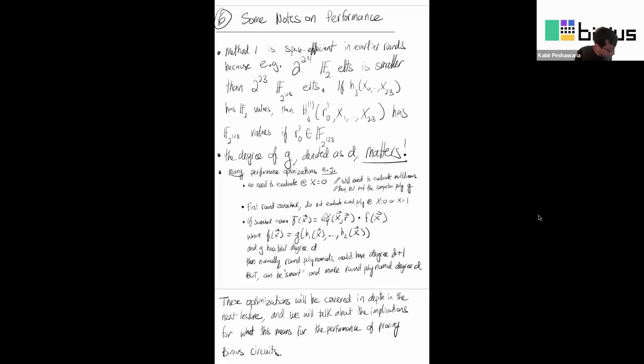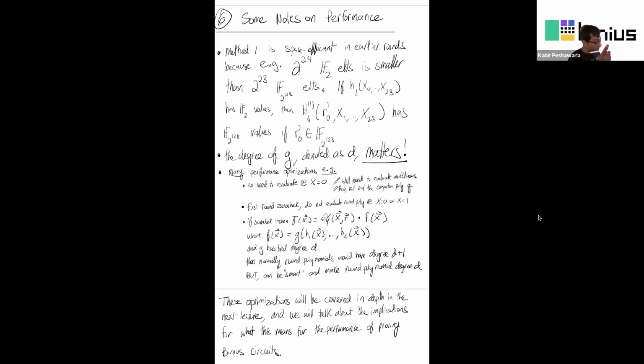Second important performance note, the degree of G matters, denoted as D. It matters because it tells you how many times you need to evaluate the composition polynomial in a round. Remember, it's 2 to the n minus k minus 1 multiplied by d plus 1. The degree of G matters. Similarly, the number of field elements required to evaluate the composition polynomial G also matters. So that's why we care about corners and these other smart ways to evaluate the composition polynomial.